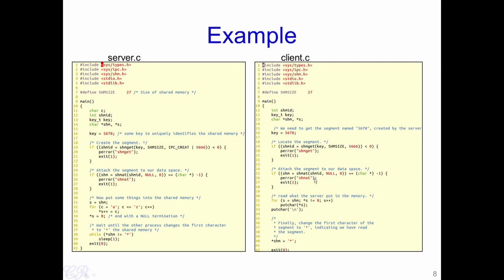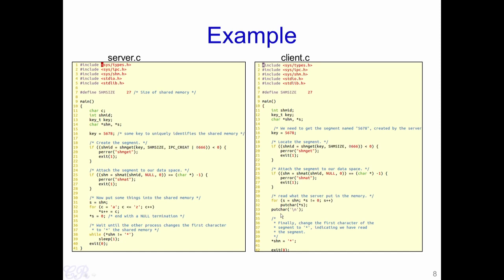Then we attach to this particular shared memory segment as before. We invoke the function shared memory attach, shmat, and we pass it the shared memory ID. Then we get a pointer shm, which is a pointer to this shared memory location. So essentially both the server as well as the client are pointing to the same physical memory page.